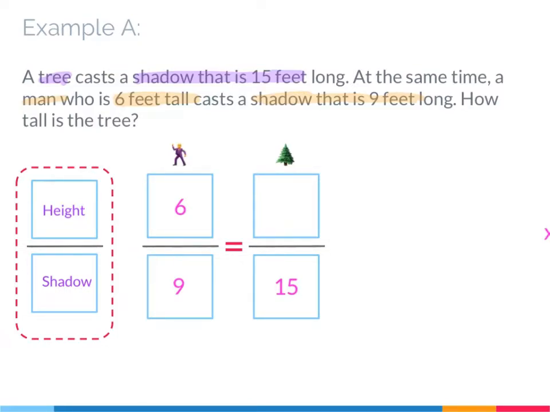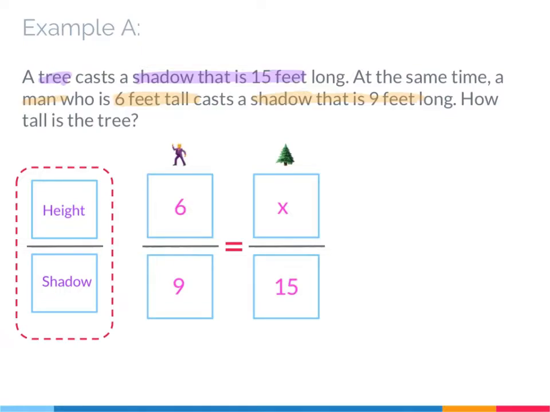I don't know how tall the tree is. So when I don't know something, I'm going to use a variable. In this case, I'm going to use x. So now that I've set up my proportion, I need to solve it because I didn't actually figure out how tall the tree is yet. I've just set up a proportion in order to help me figure out how tall the tree is.